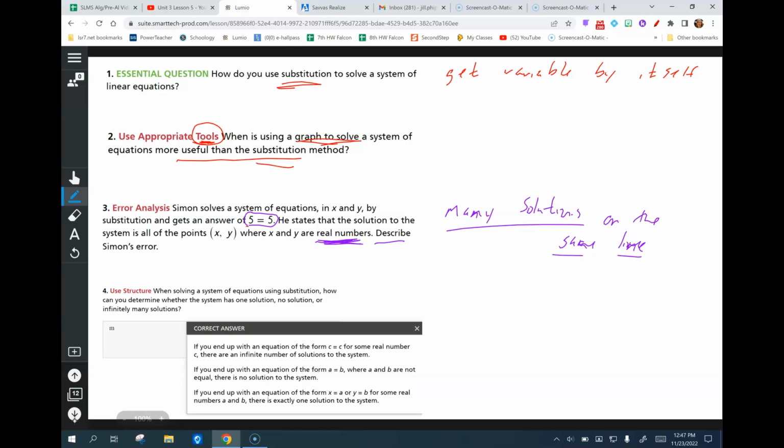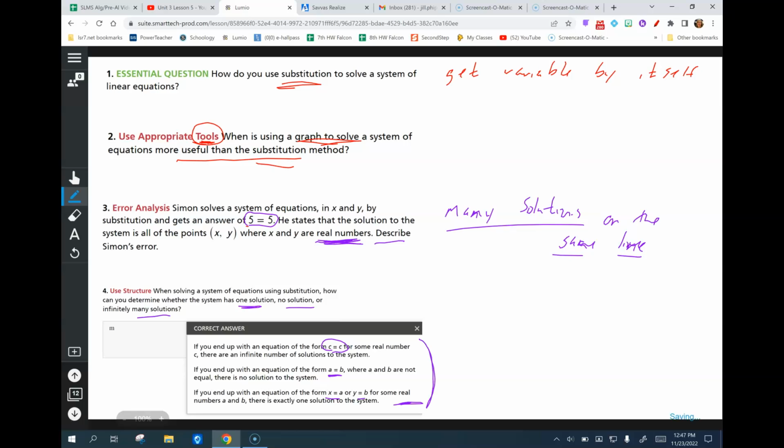Okay, so let's read the problem. When solving a system of equations using substitution, how can you determine whether the system has one solution, no solutions, or infinitely many? One solution means that you're going to have a variable left. So they talk about that one right down here. You're going to have x or y being equal to a number. If it is no solutions, you're going to get a false statement. So if you have a false statement, it's no solution, you have parallel lines. If you get a true statement, like 5 equals 5, it's going to be many solutions. So it's very similar to when we were solving equations, but I just wanted to point that out.